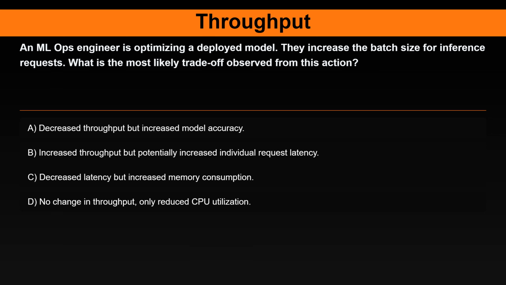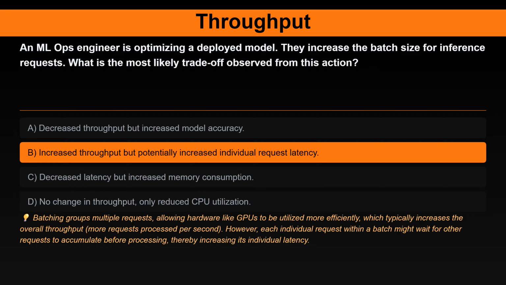Question 26. An MLOps engineer is optimizing a deployed model. They increase the batch size for inference requests. What is the most likely trade-off observed from this action? Option A. Decreased throughput but increased model accuracy. Option B. Increased throughput but potentially increased individual request latency. Option C. Decreased latency but increased memory consumption. Option D. No change in throughput, only reduced CPU utilization.